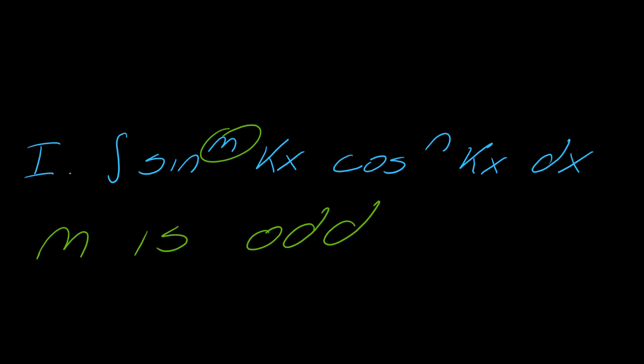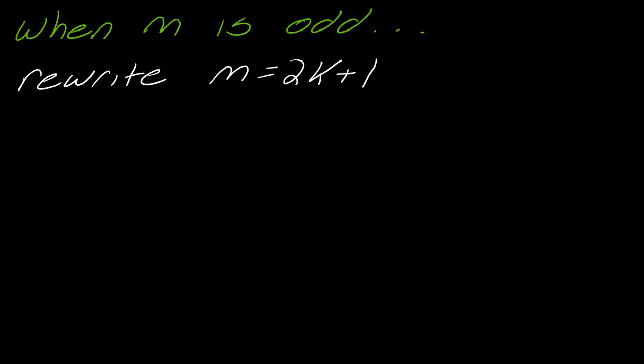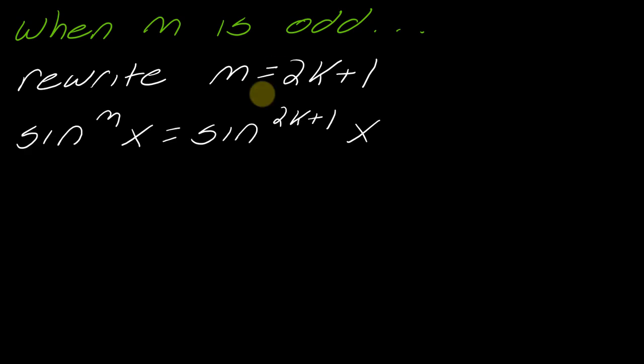The first case is, what do we do when m is odd? When m is odd, we can rewrite it in its odd number form. We call this the 2k plus 1 form. You just rewrite the odd number like this. I'll show you an example in a second. The reason we want to think about it in this 2k plus 1 form is that we then use exponent rules to break this up. So m now equals 2k plus 1.